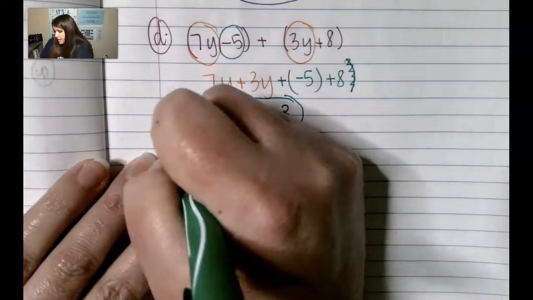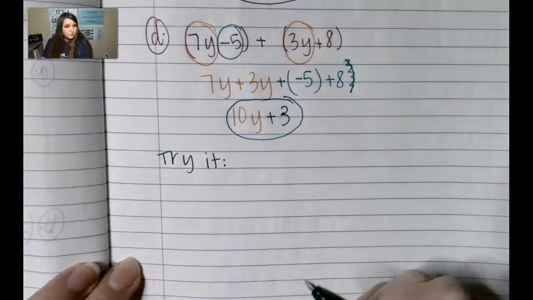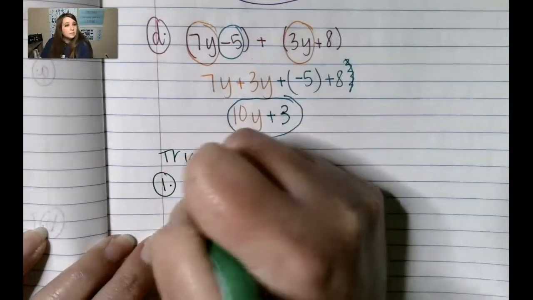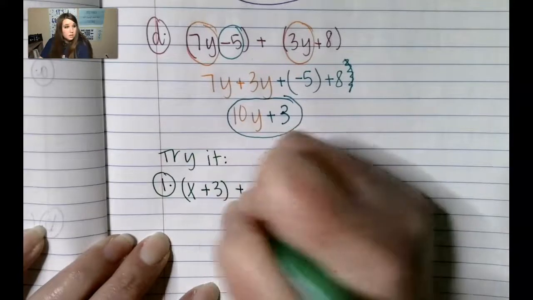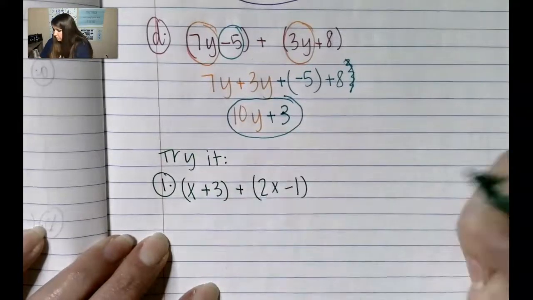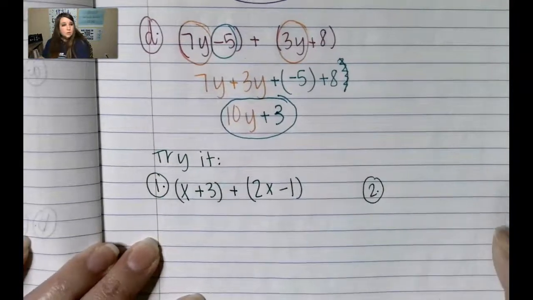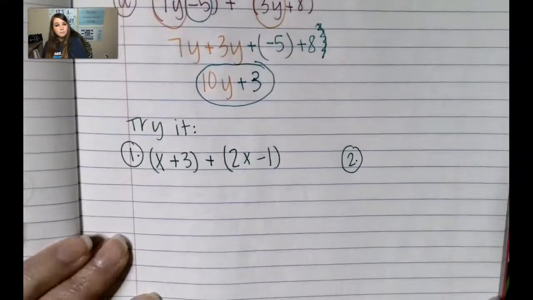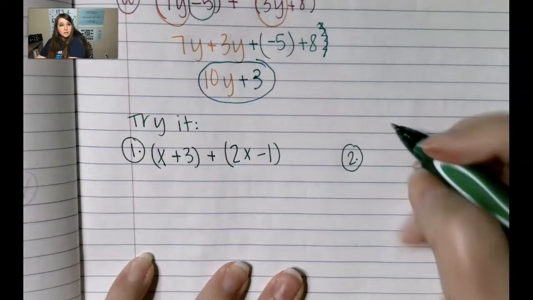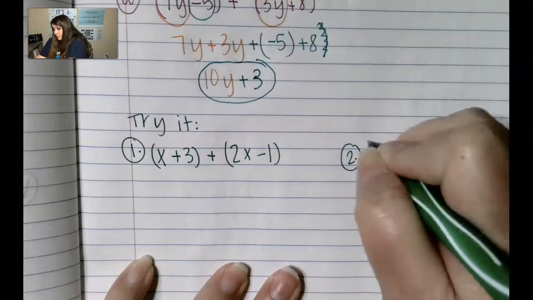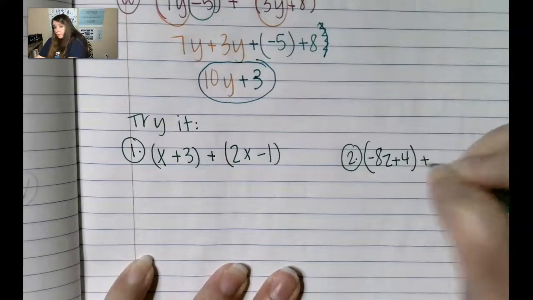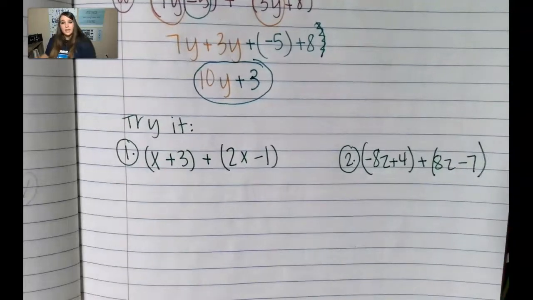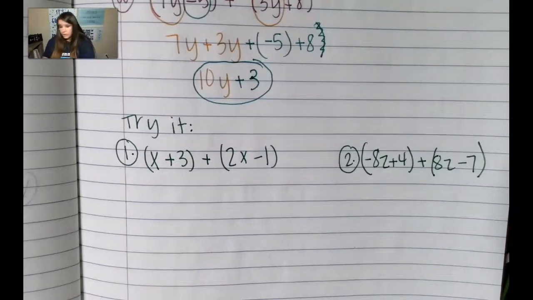All right, it is time for a try it now. So your first try it looks like this. Try it number 1 says x plus 3 plus 2x minus 1. Okay, and then try it number 2. Also, it works with fractions. We could do a fraction problem, but let's not. Okay, let's do negative 8z plus 4 plus the other expression that we're adding to it, 8z minus 7. Okay, go ahead and solve using the strategy that you prefer.